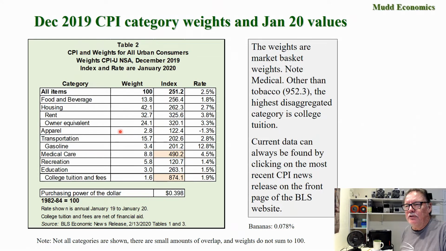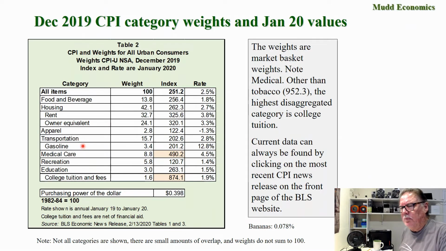So apparel, we don't spend much money on clothing, and that is kind of apparent. And so the index for that's only 122.4, and that actually fell in value last year. This is almost all imported goods, of course. We hardly make anything in the United States anymore. The general cost of transportation takes up a weight of 15%. The inflation rate is 2.8.